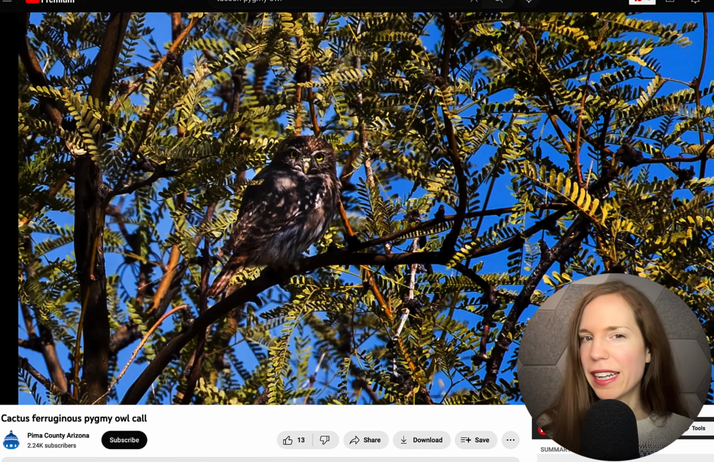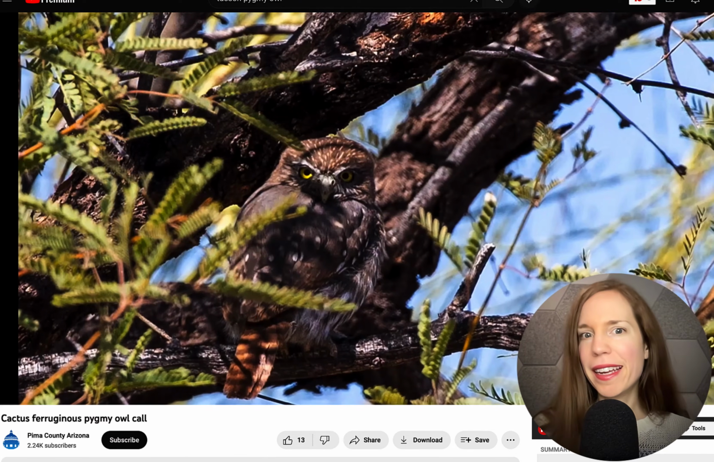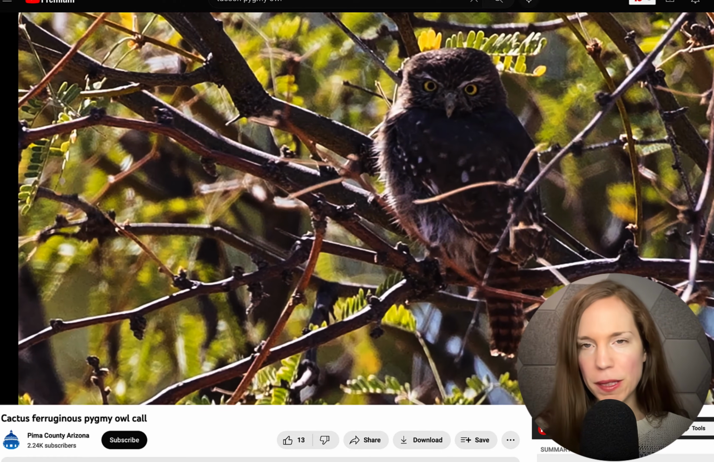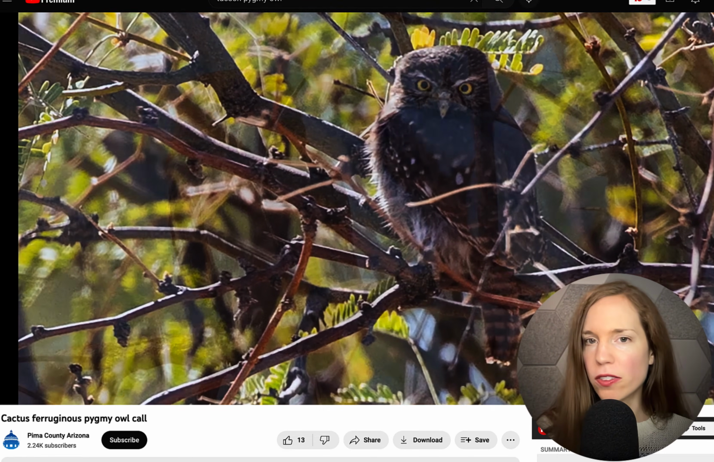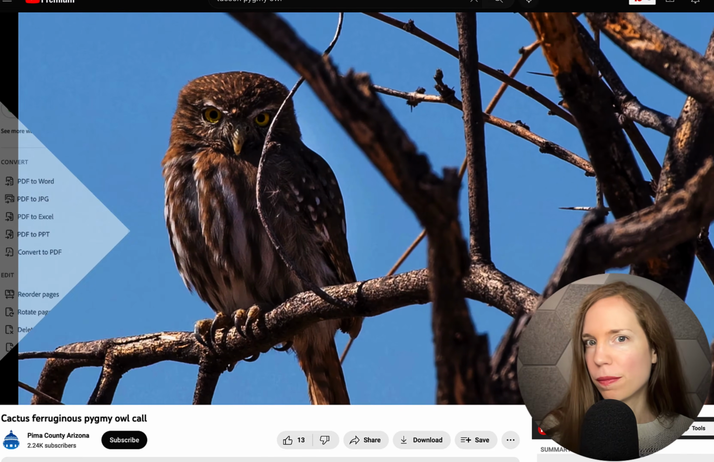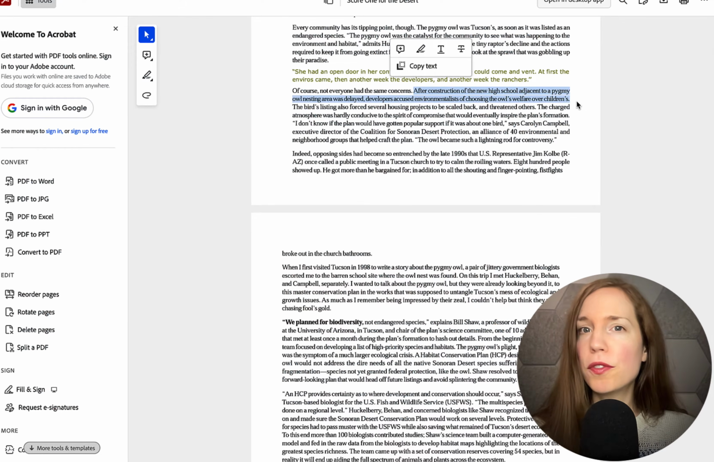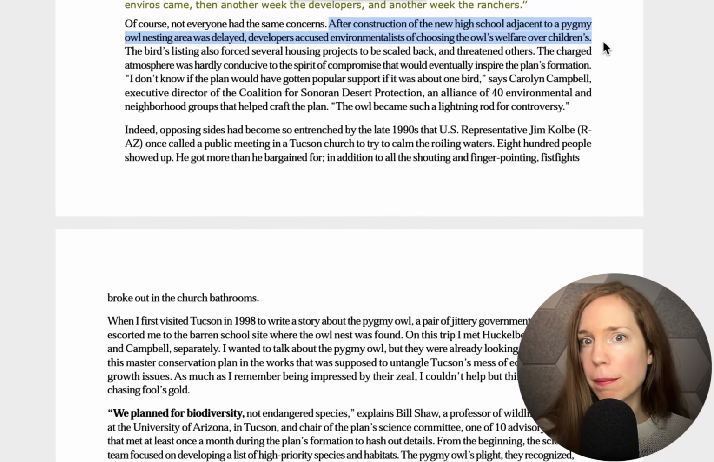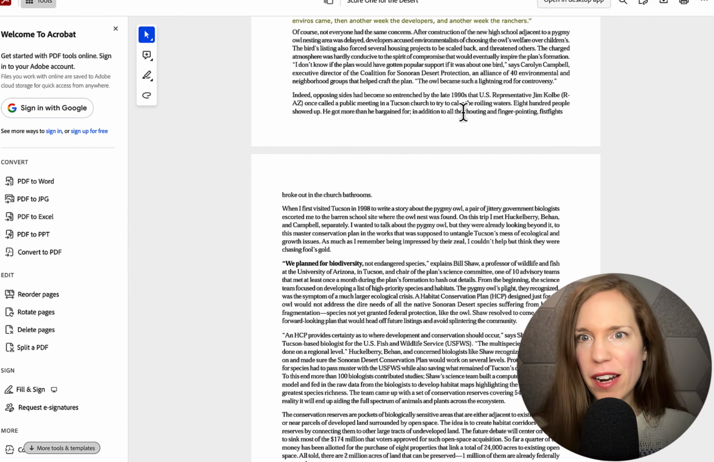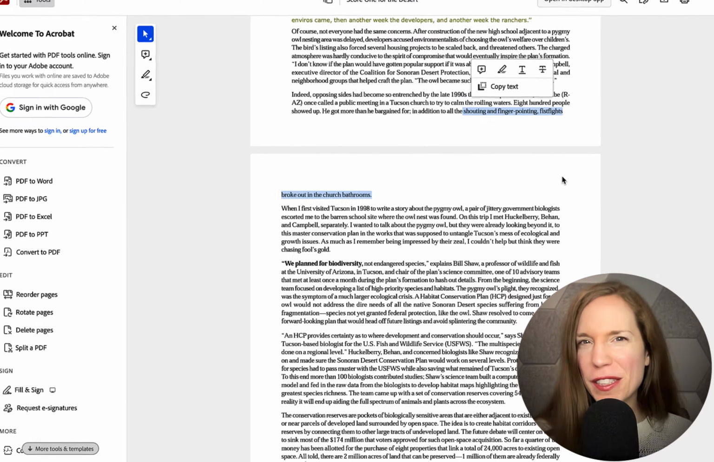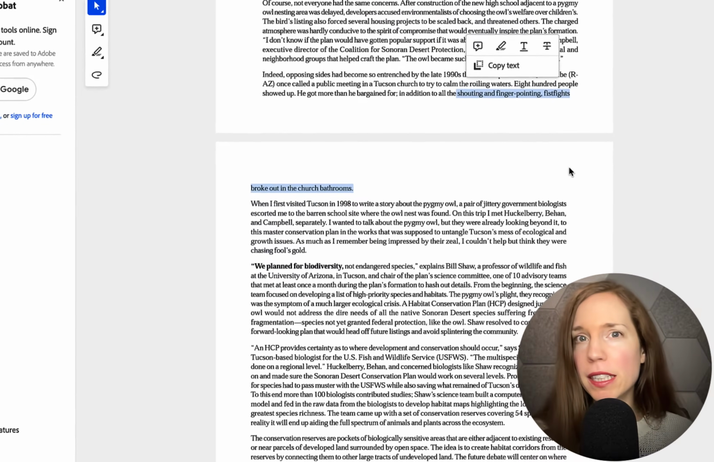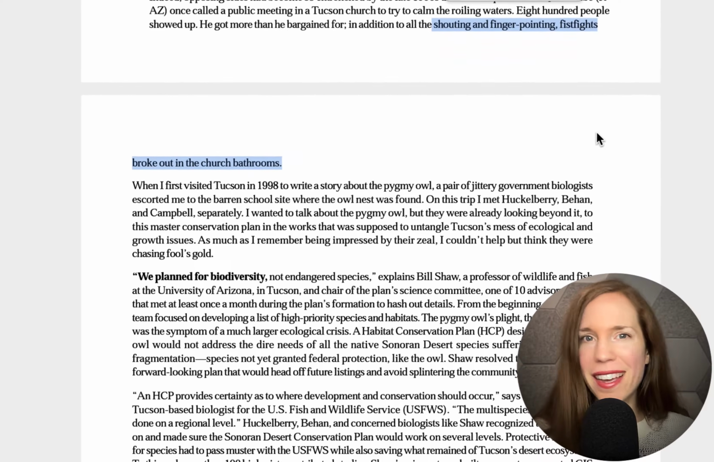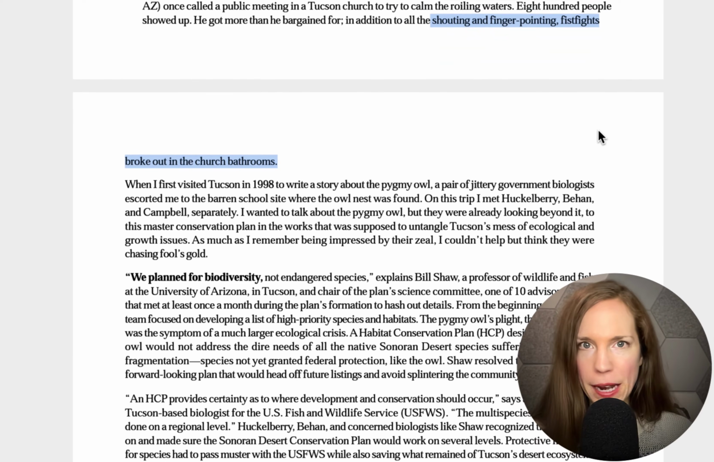In Tucson, it was the pygmy owl. In 1997, the little raptor was designated as an endangered species, bringing to an abrupt halt the construction of a school. The school's delay proved to be the fuse that ignited long-simmering tensions over runaway development in the city. The shouting, finger-pointing, and even fistfights that broke out in public meetings around the school and the owl so scarred local politicians that they decided to do something about it.